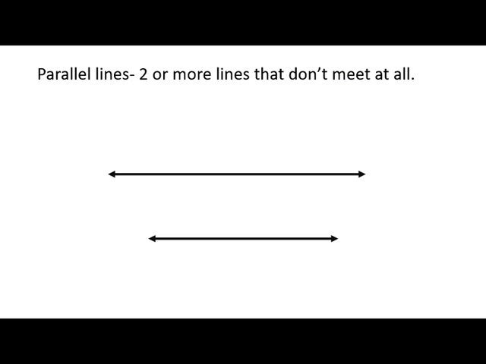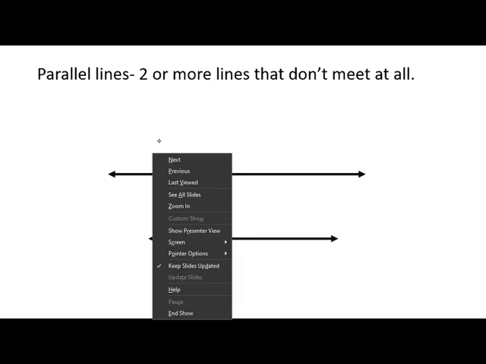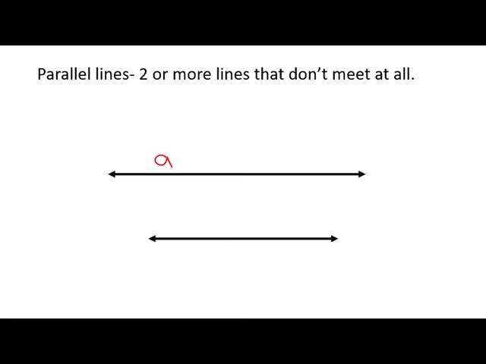Next, let's have parallel lines. Okay, so if we say parallel lines, they are two or more lines that do not meet to each other at all. Hindi daw po sila magbi-meet at all. So for example, if we have line A and line B, mapapansin nyo, kahit anong extension ng dalawang linyang iyan, hindi sila magbi-meet.